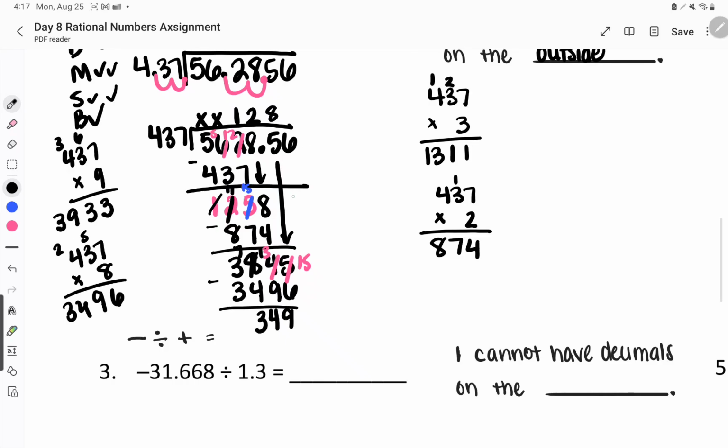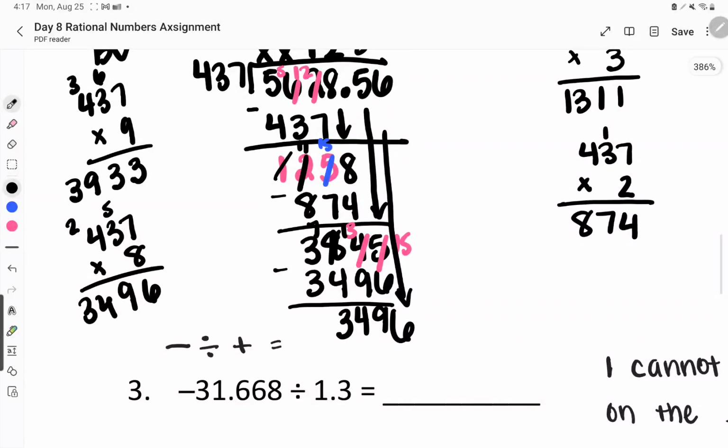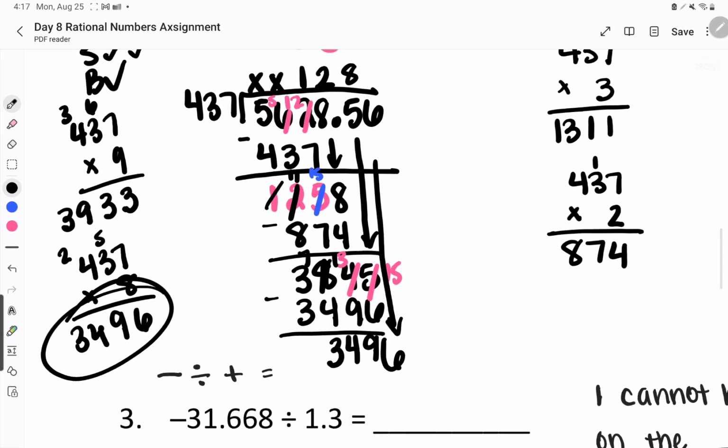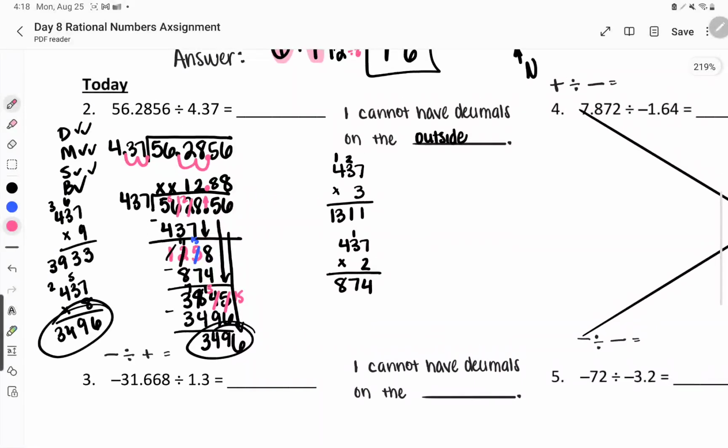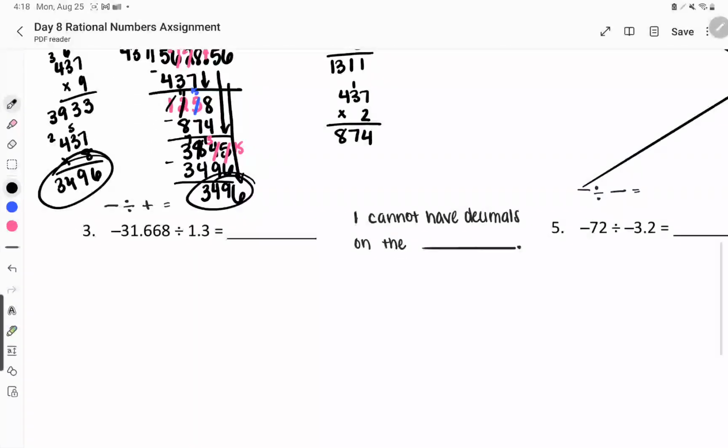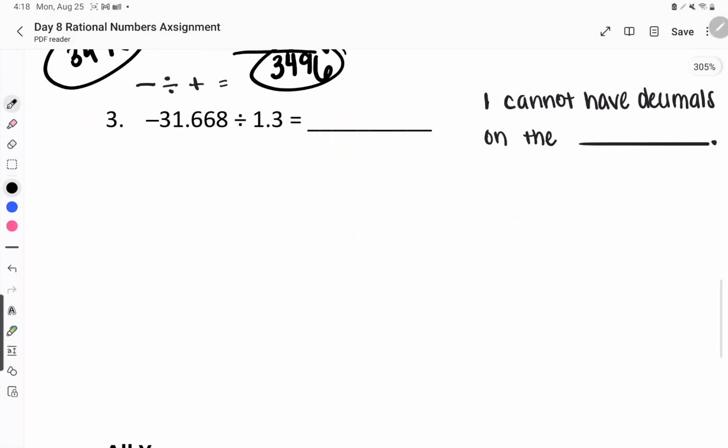We ran out of, no, we actually still have a 6 right here. Now, right here, we just had gotten 3,496. So I know that 437 goes into 3,496 8 times. And we know that it goes in perfectly, so we're all good. And then we can bring up this decimal to go right here, and that's going to give me 12.88. That was annoying. Okay, next one.